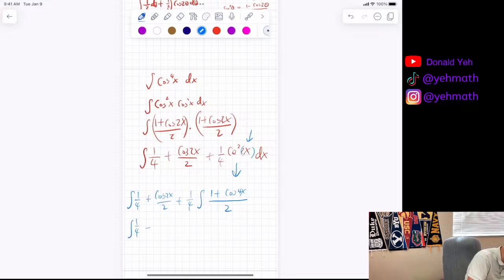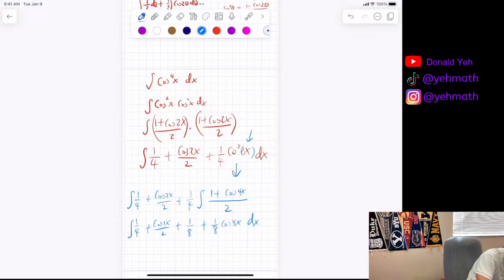So that's going to be 1/4 plus cosine of 2x over 2 plus, well, 1/4 distributed inside is going to be 1/4 times 1/2, which is 1/8, and plus cosine 4x. Okay, so the original identity: cosine squared x turned into 1 plus cosine 2x over 2. But since it's cosine squared of 2x, you have to double whatever's there. So it becomes 4x.